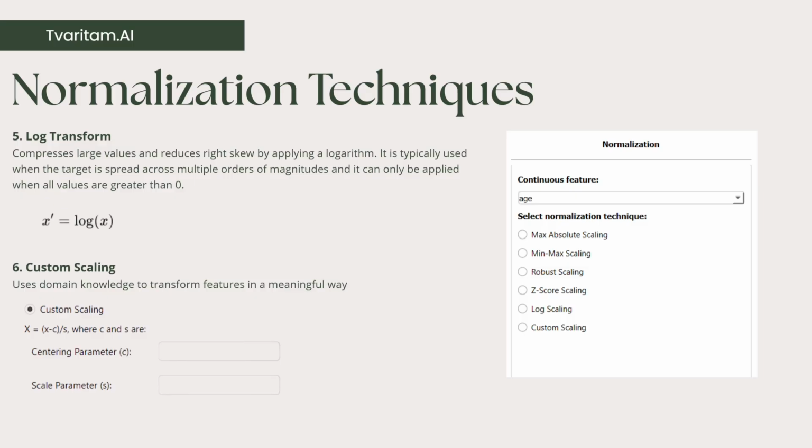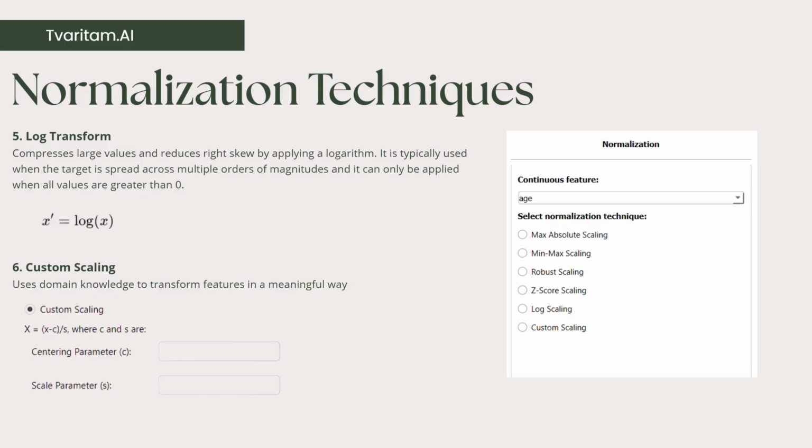Log transform is used especially when there is a large difference in order of magnitude. For example, if a feature ranges from thousands to millions, the distribution may be heavily right skewed. Applying a logarithmic transformation compresses large values and reduces skewness, making the distribution more balanced and easier for the model to learn. Custom scaling is also an option that we provide.